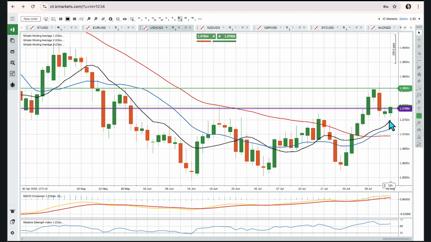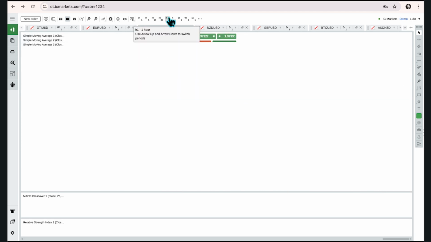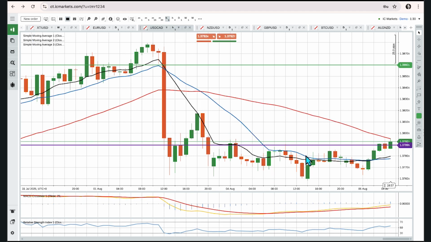So what I'm looking to do is drill down into lower time frames such as the 1 hour, 15 minutes, and look for a potential setup for a continuation of this move, keeping in mind that we could see some sellers coming back at this previous high.